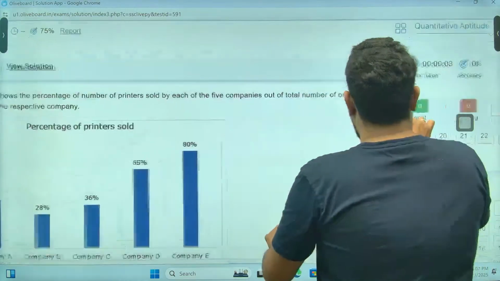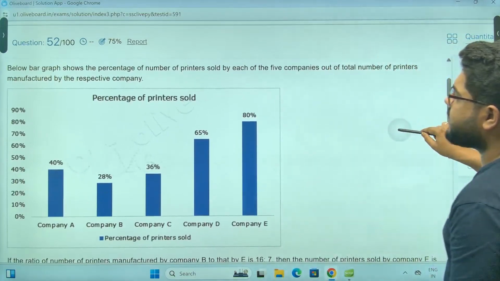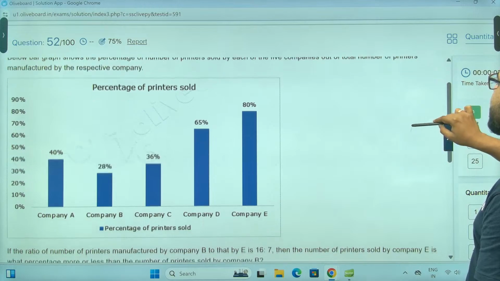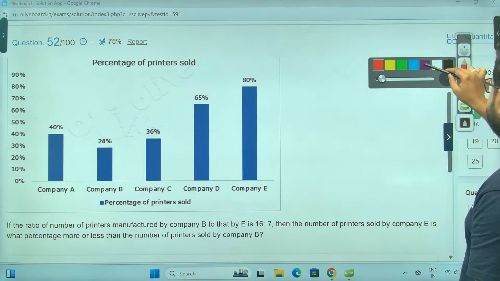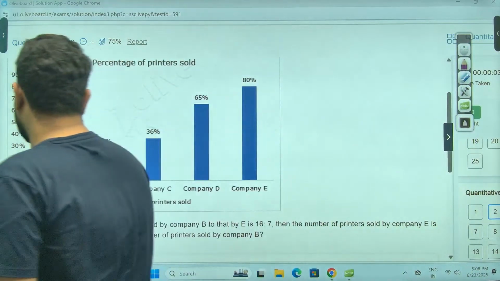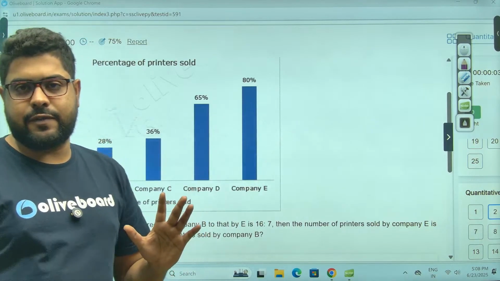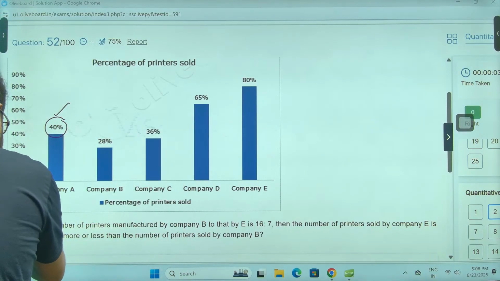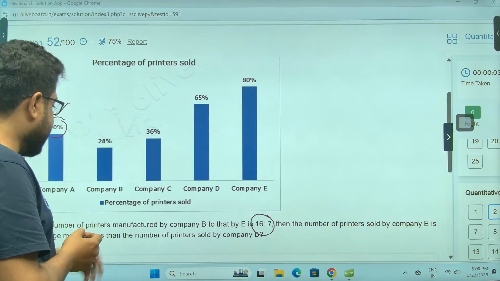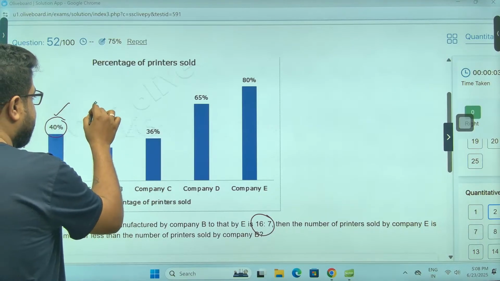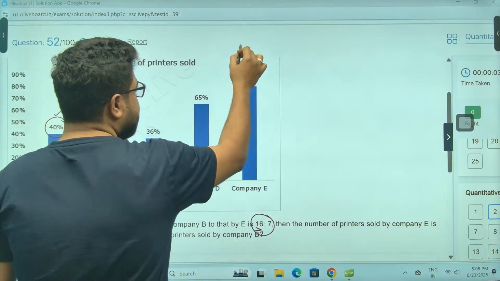Next one, sir. This is the percentage of the number of printers sold by each of the 5 companies out of the total number of printers manufactured. Chalo, sir. So whatever number of printers the company has manufactured, they have sold only 40% of it, 60% unsold. Now what is given? The ratio of the number of printers manufactured by B and E is given, and everything is in percentage. So let's take B had manufactured 1600, because 16 parts, 7 parts will be E, that is 700, sir.